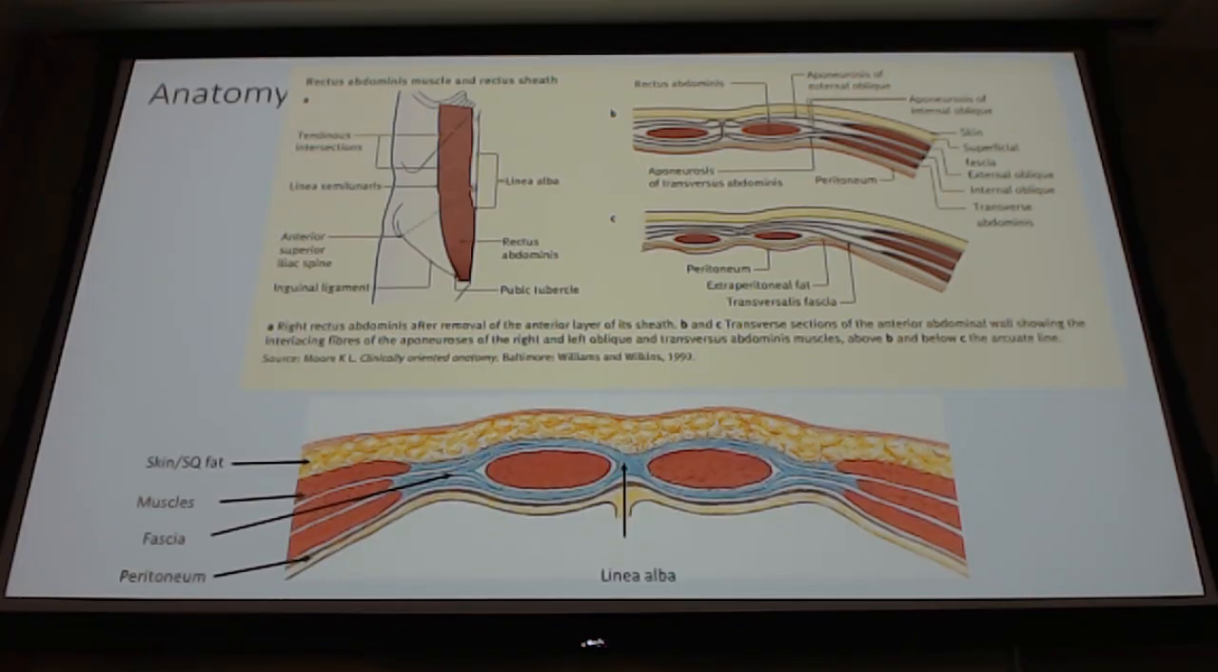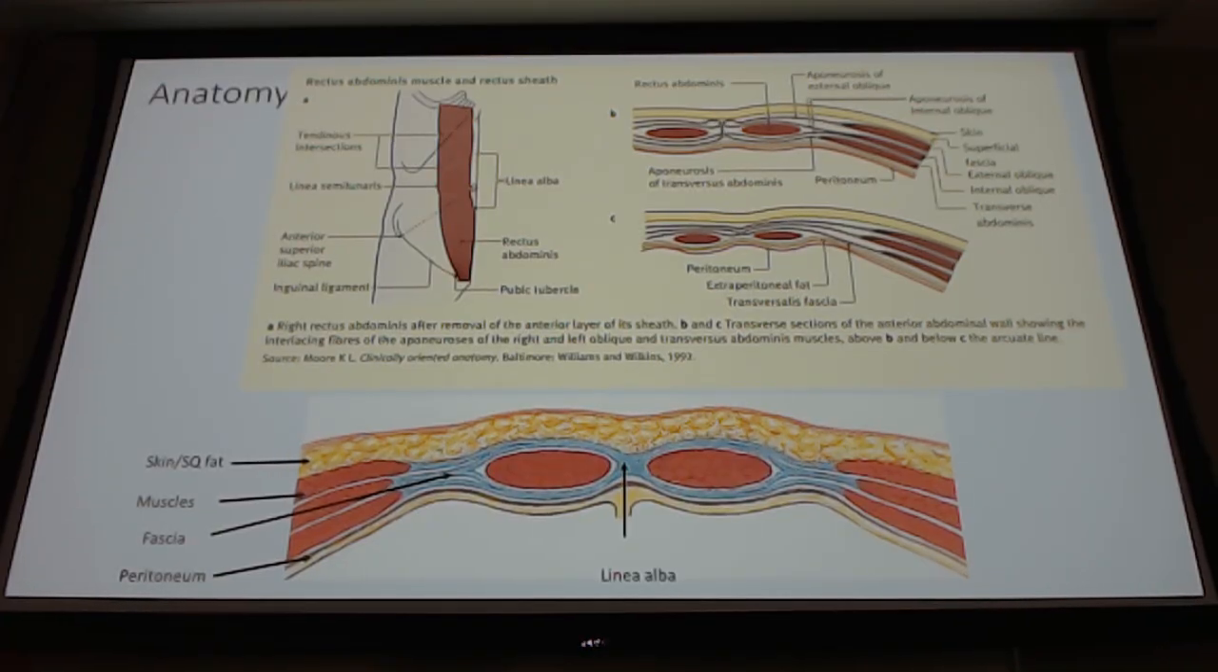When we talk about anatomy, we have to know the layers of the abdominal wall. Super important. Above the umbilicus we have the linea alba, and we have fascia, the aponeurosis of the transverse abdominis, that goes behind the rectus muscle. So there's fascia behind the rectus muscle.